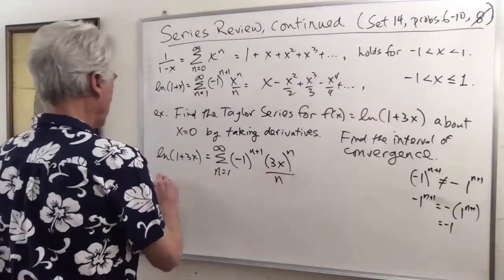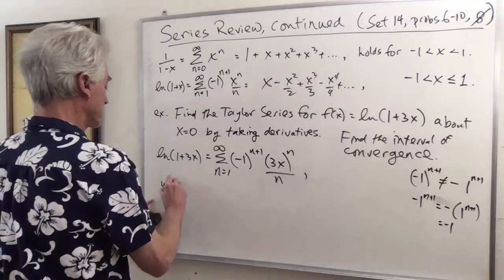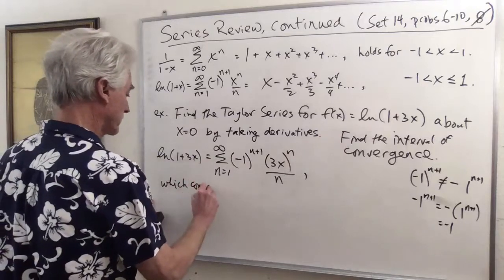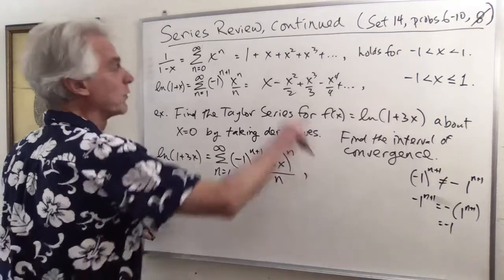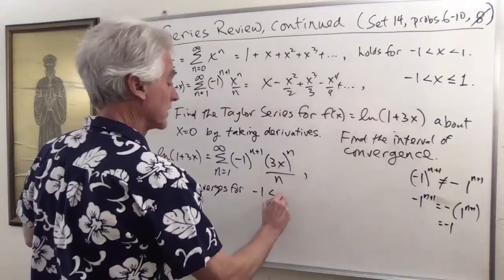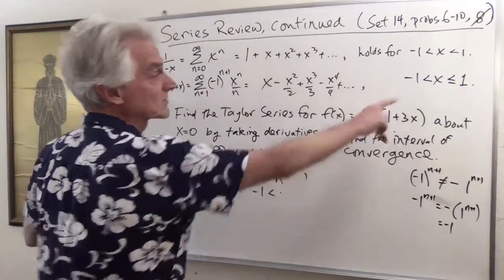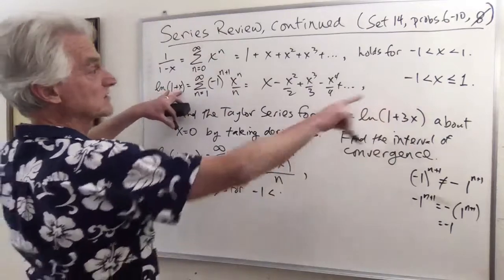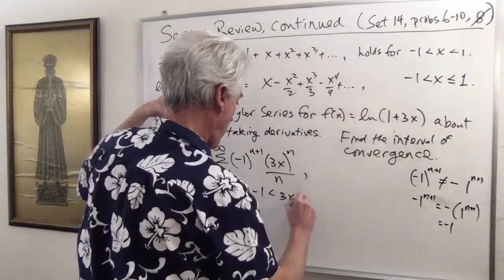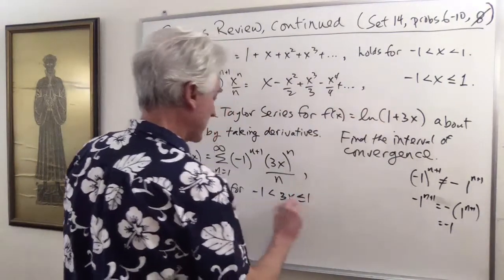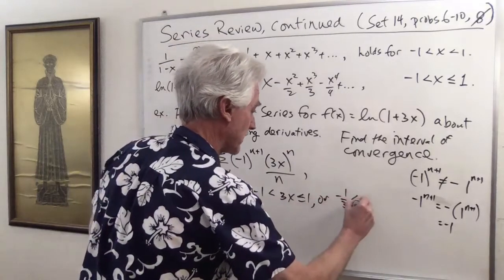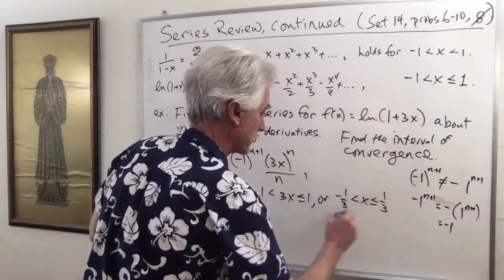So, okay, this thing converges. So let's think about the interval of convergence. This series converges for, well, the series with just 1 plus x converges for minus 1 less than x less than or equal to 1, but I'm replacing x by 3x everywhere, including there. And this becomes, divided through by 3, I get minus a third less than x, less than or equal to a third.